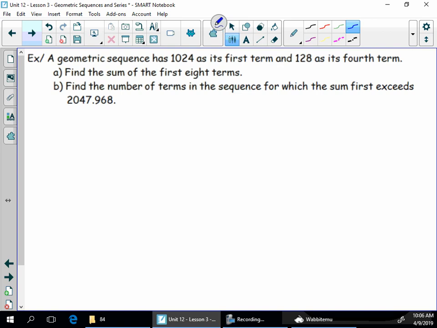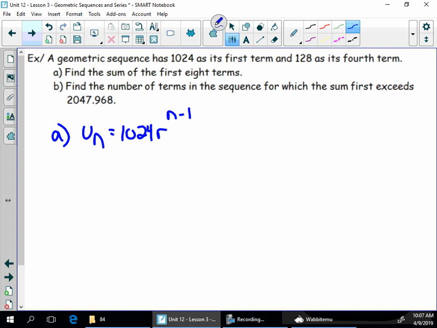A geometric sequence has 1024 as the first term, 128 as the fourth term. Find the sum of the first 8 terms. Well, that would be doable if I knew what r was. But I don't know what r was, so I have to go back to the sequence idea. So what do I know? I know that I have a sequence with a first term of 1024, r to the n minus 1.